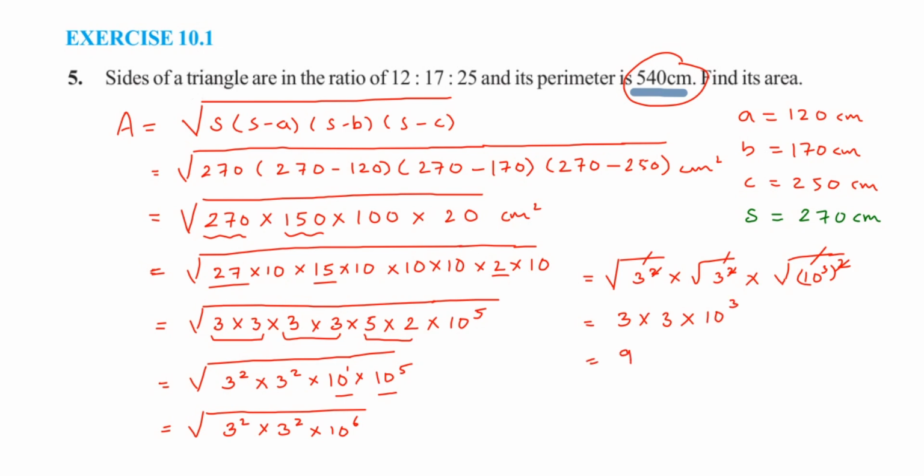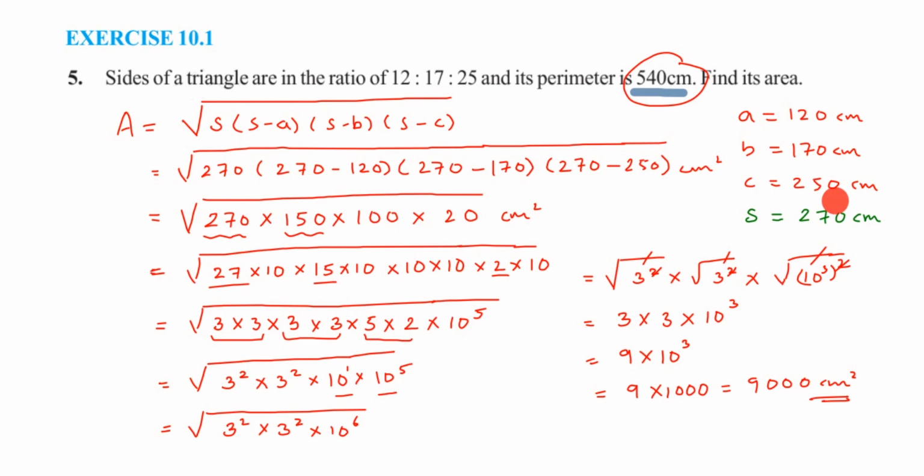3 threes are 9, times 10 to the power 3. 10 to the power 3 means 1000. So this is 9 times 1000, which is 9000. So the area is 9000. Now you can write the units, centimeters squared. So this is the area of the triangle with sides 120, 170 and 250 centimeters.